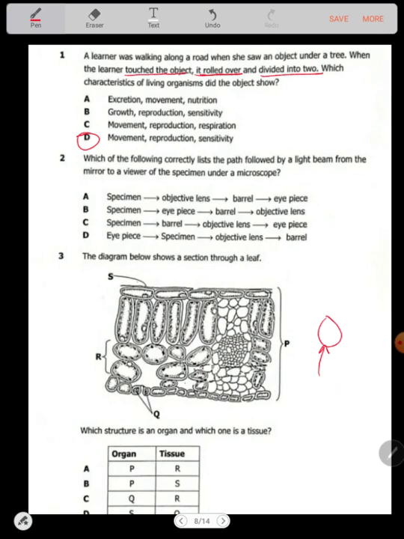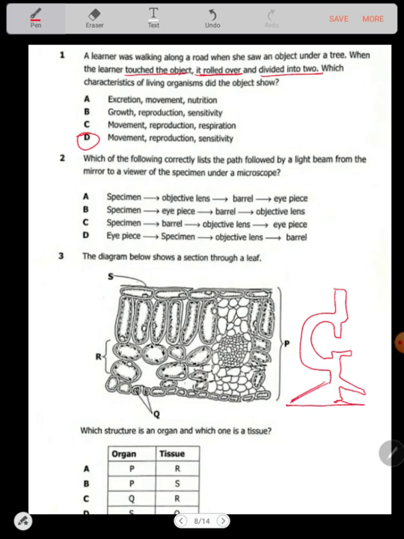Which of the following correctly lists the path followed by a light beam from the mirror of a viewer to a viewer of the specimen under a microscope? Now I know that a microscope is something which is like this. So I'll just draw something simple to help you. Okay, something like that.